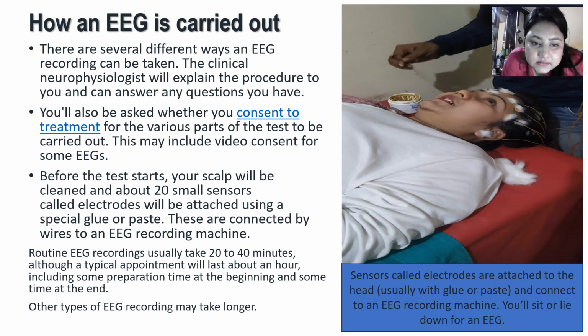Before the test starts, your scalp will be cleaned and about 20 small sensors called electrodes will be attached using a special glue or paste. These are connected by wires to an EEG recording machine. Routine EEG recordings usually take 20 to 40 minutes, although a typical appointment will last about an hour, including some preparation time at the beginning and some time at the end. Other types of EEG recording may take longer.